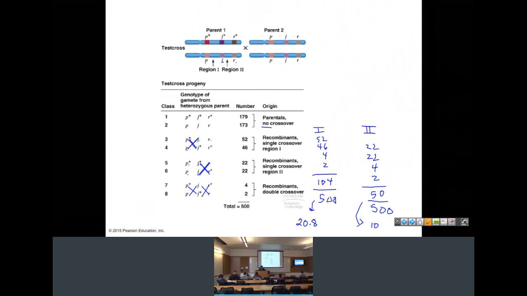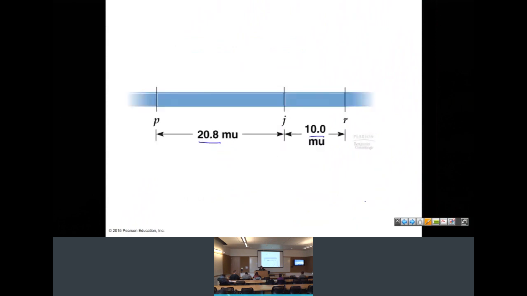We talk about converting the map unit from this point. It's like the percentage 20%, 20.8%. You just go 20.8 map units or centimorgans. That's really all it is. Crazy, right? That's why it's relative. It's not really like a map that's been determined.